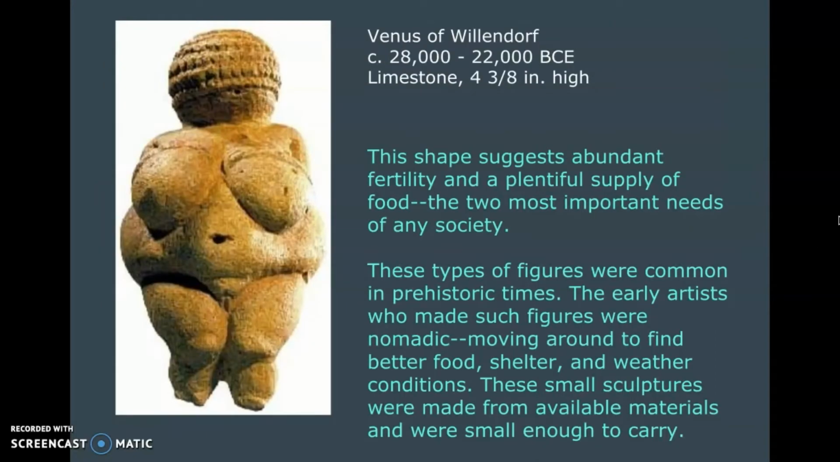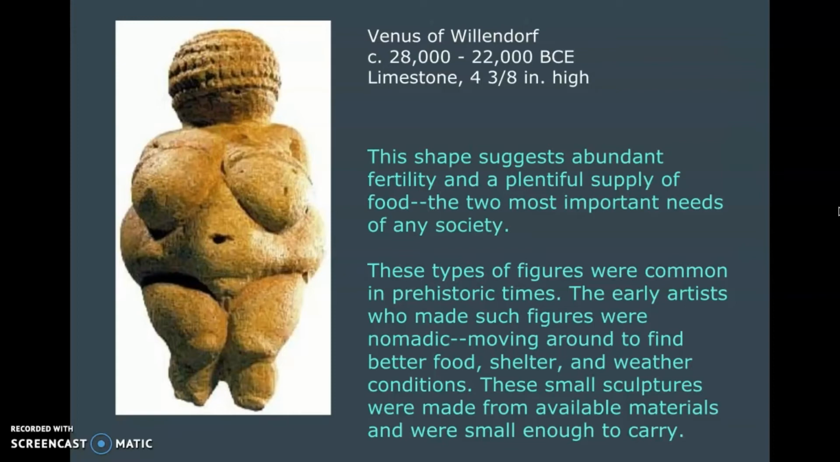Now this, you might recognize actually. Here's another sculptural example, which is very well known, called Venus of Willendorf. She is dated from 28,000 to 28,000 BCE, and she's made of limestone, and she's a little more than 4 inches high. This shape suggests abundant fertility and a plentiful supply of food, the two most important needs of any society. These types of figures were common in prehistoric times.